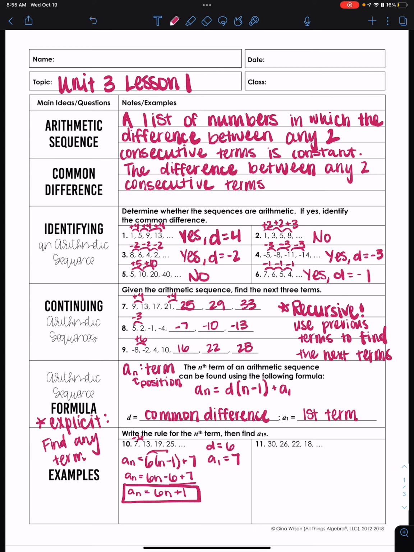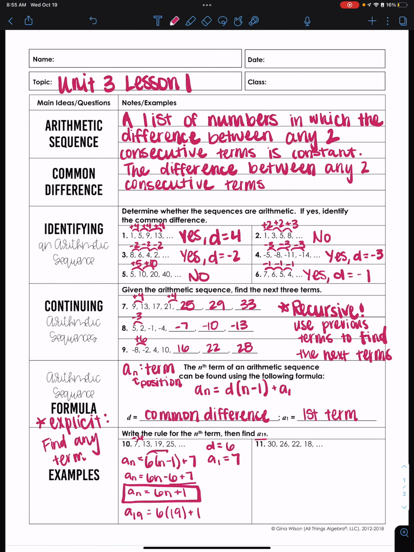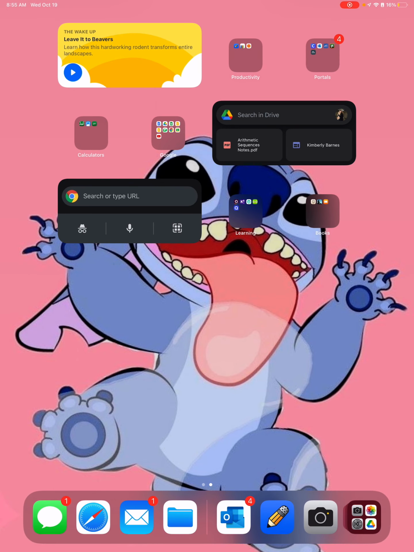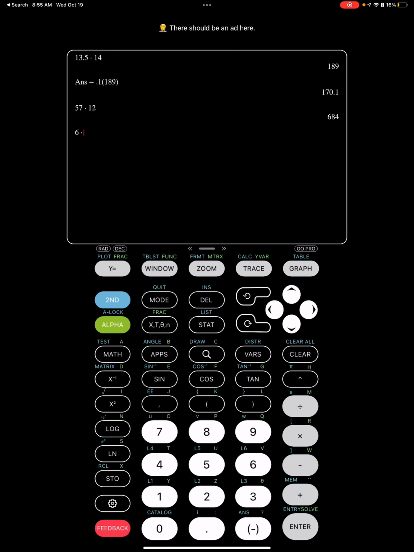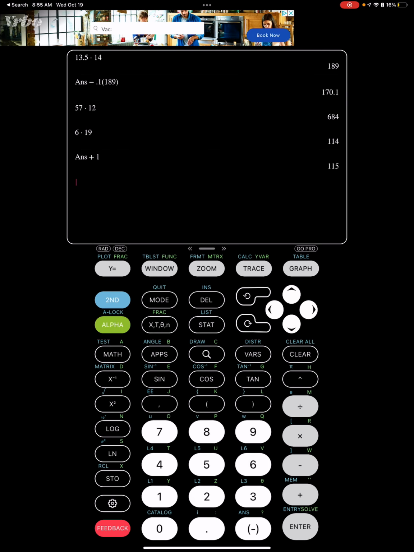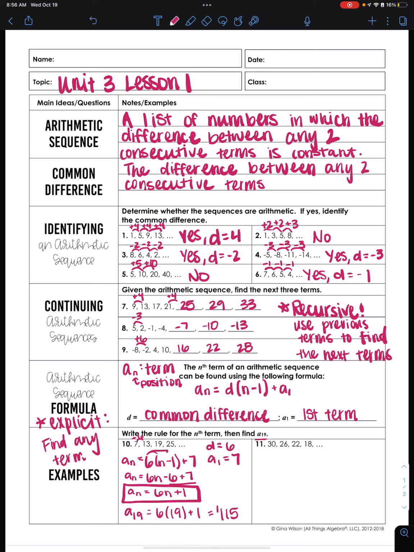So this is our rule, or our formula for the sequence. And then to find a sub 19 right here, I'm just plugging in 19 for n. So 6 times 19 plus 1. So 6 times 19. Let me find my calculator. Times 19 plus 1 is 115. So my 19th term is 115.